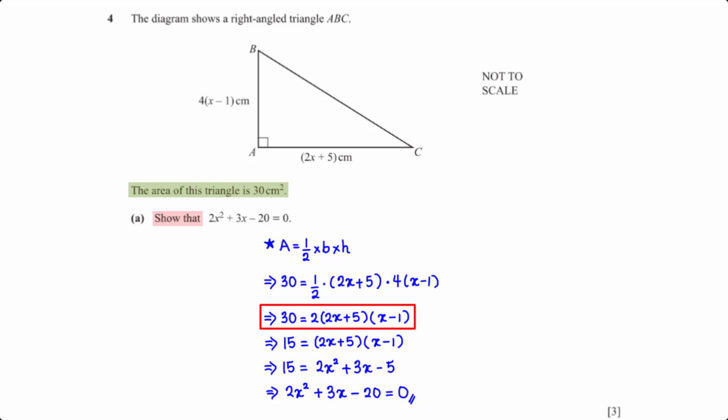When we divide both sides by 2, this is what we have. When we expand (2x plus 5) times (x minus 1), we get 2x squared plus 3x minus 5. When we move all the terms to one side of the equation and group like terms, we get 2x squared plus 3x minus 20 equals 0.